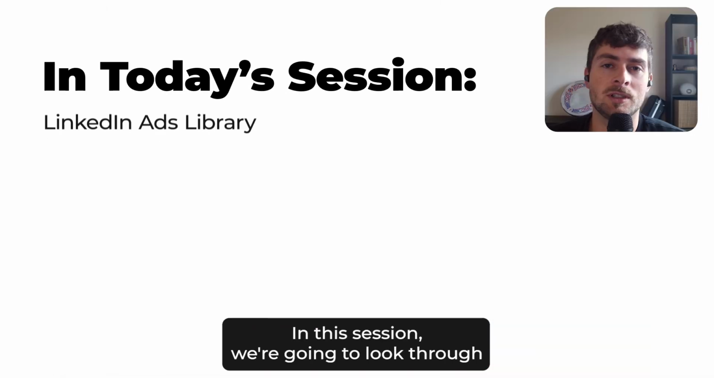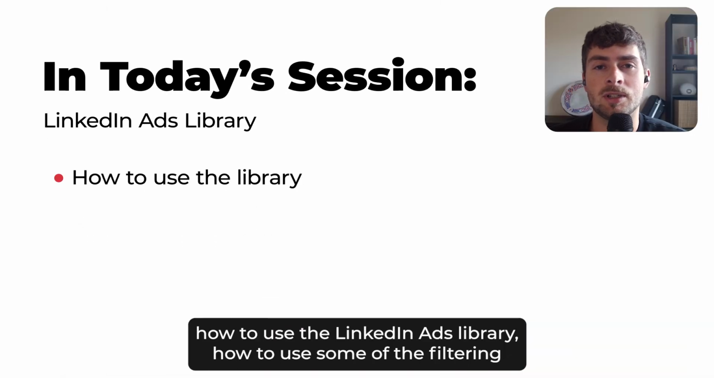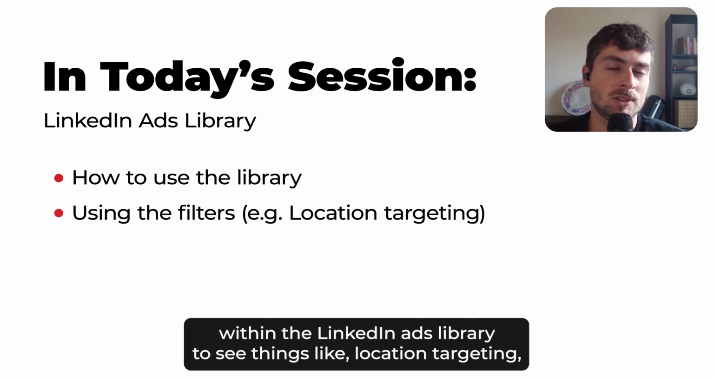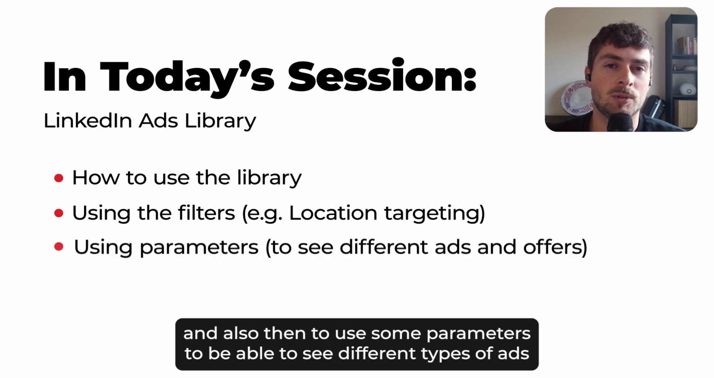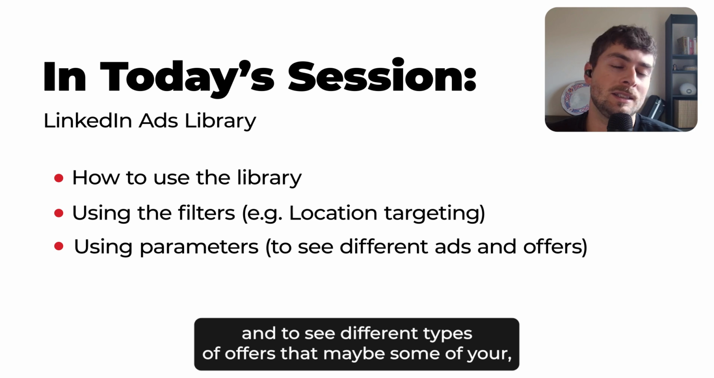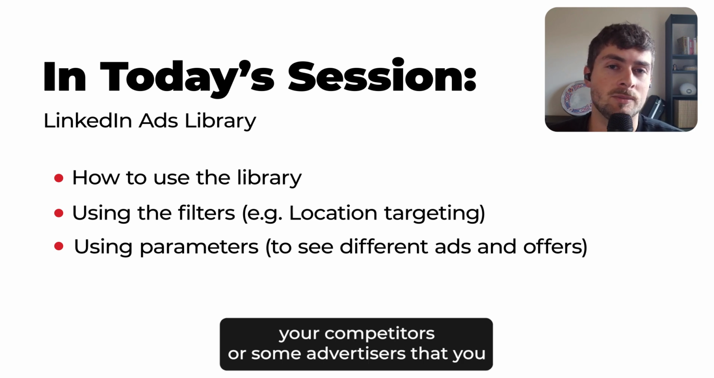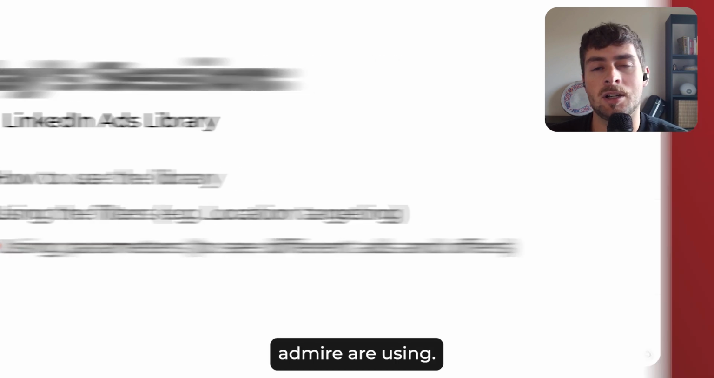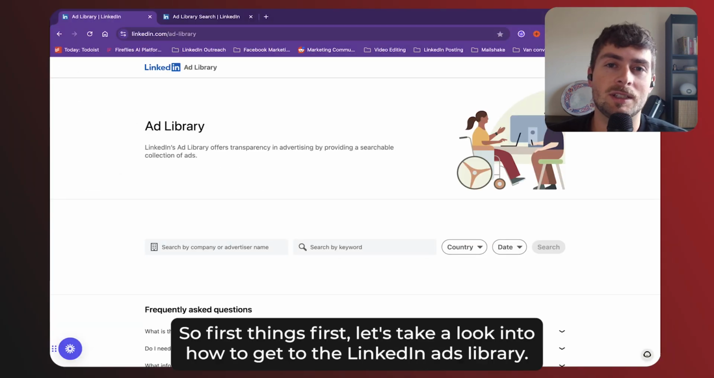In this session, we're going to look through how to use the LinkedIn Ads Library, how to use some of the filtering within the LinkedIn Ads Library to see things like location targeting, and also then to use some parameters to be able to see different types of ads and to see different types of offers that maybe some of your competitors or some advertisers that you admire are using. So first things first, let's take a look into how to get to the LinkedIn Ads Library.